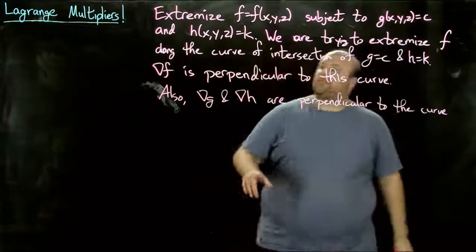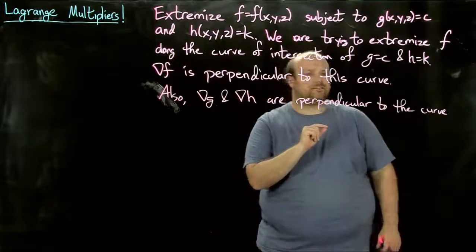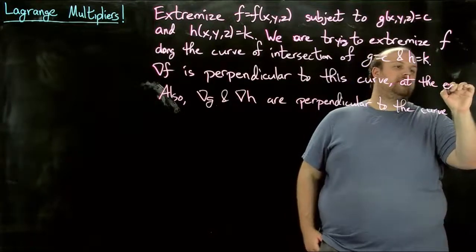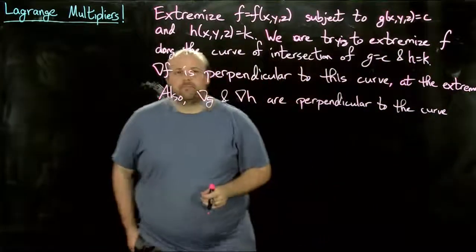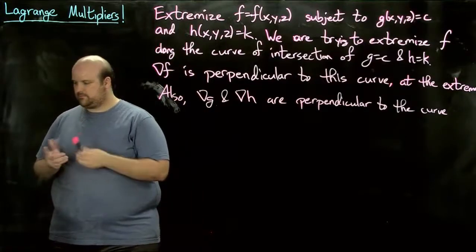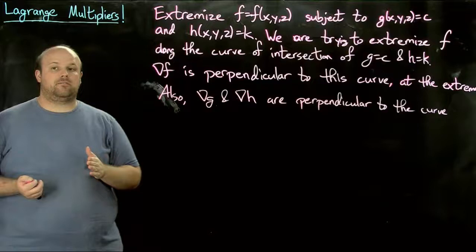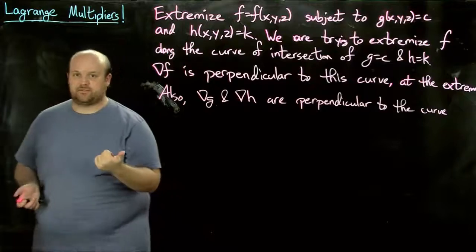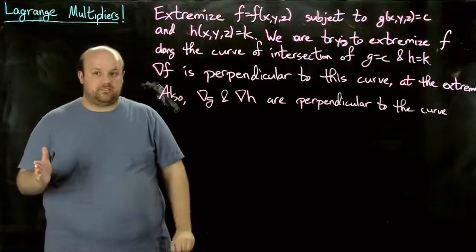Actually, I forgot to say, the gradient of f is perpendicular to the curve, but only at a particular place, at the extremum, or extrema, right, at any of them. Okay? So, how does this help us? Well, there are 3 directions in space. One of the directions is taken up by the tangent vector. All right? So no part of gradient f can be in the direction of the tangent vector.